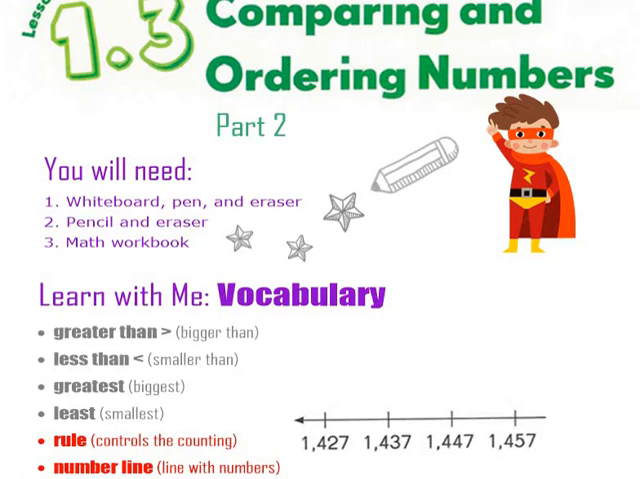We're going to work on the second part of Lesson 1.3, Comparing and Ordering Numbers. Today you're going to need a whiteboard pen and eraser, a pencil and eraser, and your math workbook. Let's talk about the vocabulary.